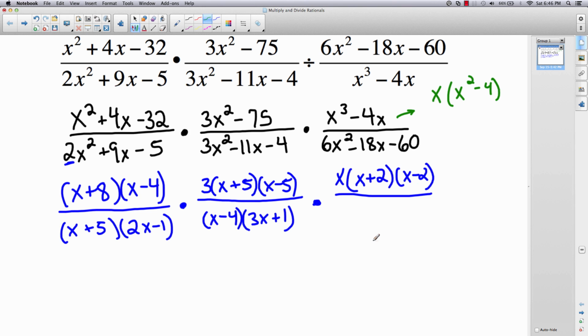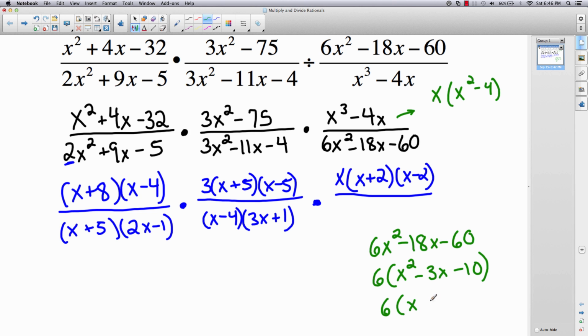Okay, last one. So for this one here, we want to look for a GCF first, and there actually is a GCF of 6, so factor out a 6, and we get x squared minus 3x minus 10. Okay, now we want to see what multiplies to negative 10, adds to negative 3. That's going to be x minus 5, x plus 2. Negative 5 times 2 is negative 10. Negative 5 plus 2 is negative 3. And that is fully factored. So we can go ahead and put that in our denominator.